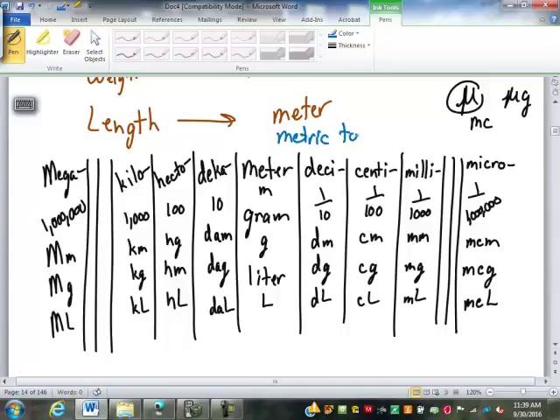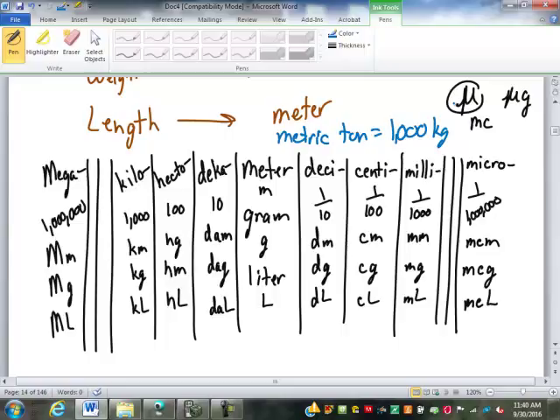The metric ton is 1,000 kilograms. So the megagram has been given the nickname the metric ton. And when we look at our conversions between pounds and kilograms, you'll see it's actually really close to our gross ton in the standard system. So anyway, mega is not horribly useful because it's too large.